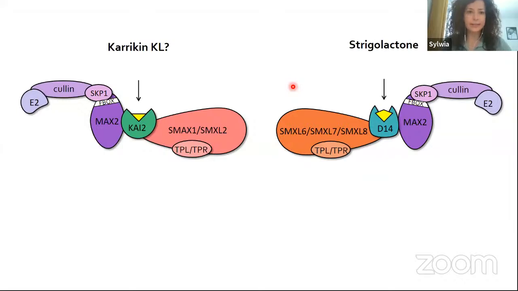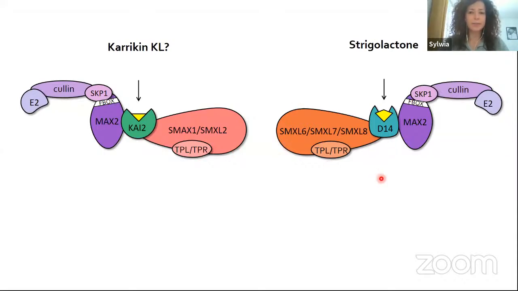So, as I just said, karrikins and strigolactones have some similarities in the chemical structure, and some similarities in the signaling pathways, because the receptors KAI2 and D14 are homologs. They're both alpha-beta hydrolases. There is the same central role for the MAX2 E3 ligase in both pathways. And also the repressor proteins belong to the same family.